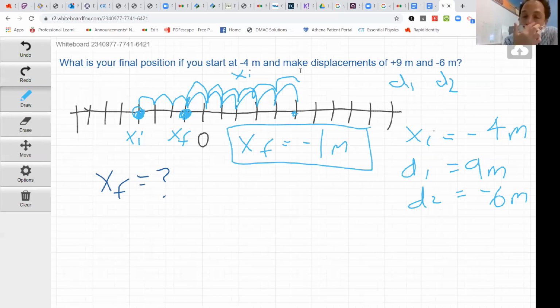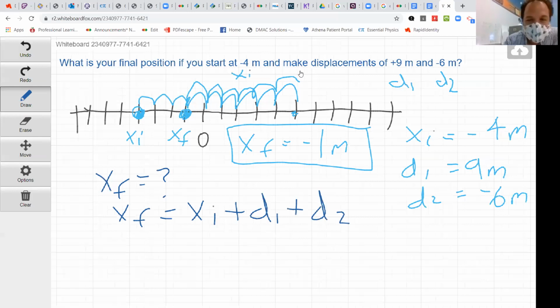According to the number line. Let's check our work. Let's see if it's true, because we do have the formula xi plus d1, right? Plus, you could have as many displacements as you want. You just have to add them up together. So we're going to plug everything in. So xi was -4 plus 9 minus 6. What does that equal? -4 minus 6 is -10, plus 9 is -1 meter.